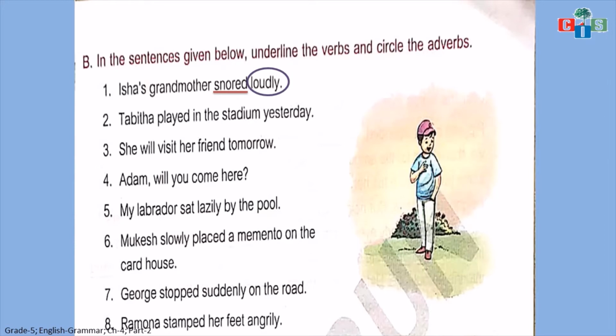Now the second one: Tabitha played in the stadium yesterday. Tabitha played. So played is a verb, an action word, so we have to underline this. When did she play? She played yesterday. So this is an adverb of time. Yesterday is working here as an adverb. So we underline the verb played, and circle the adverb yesterday.